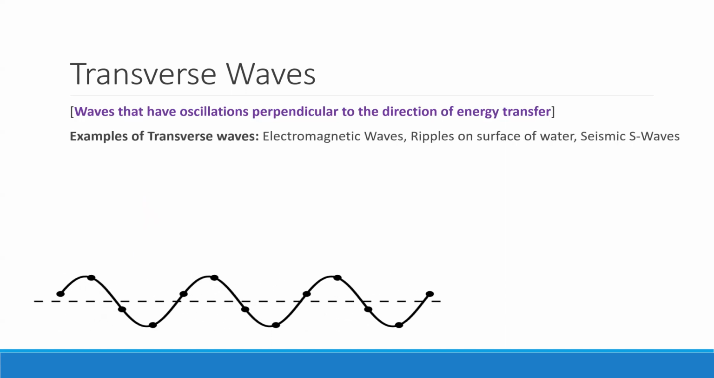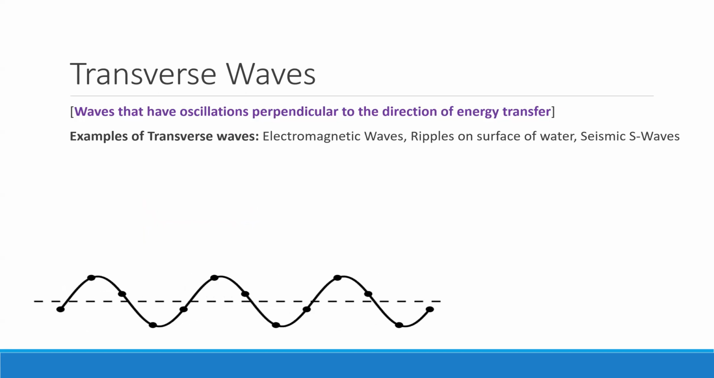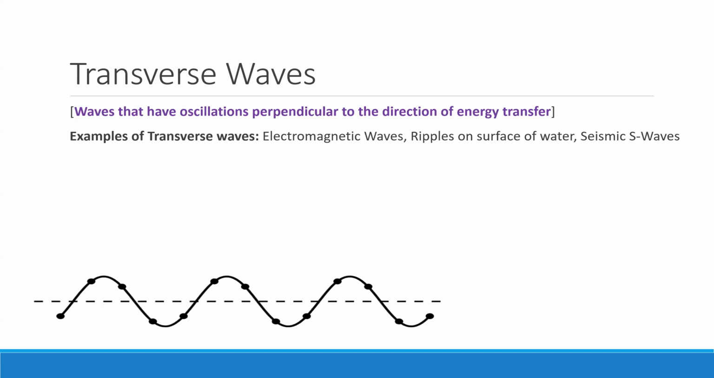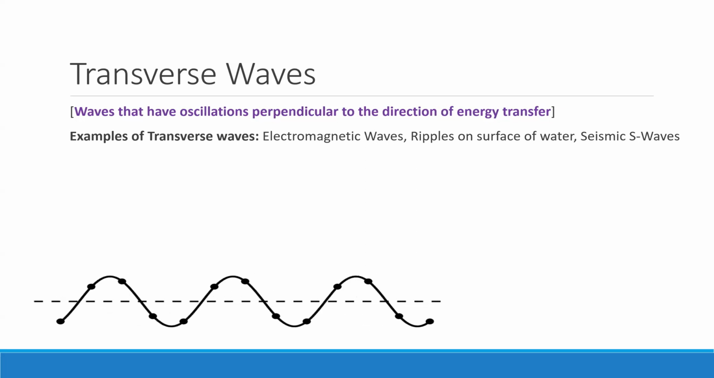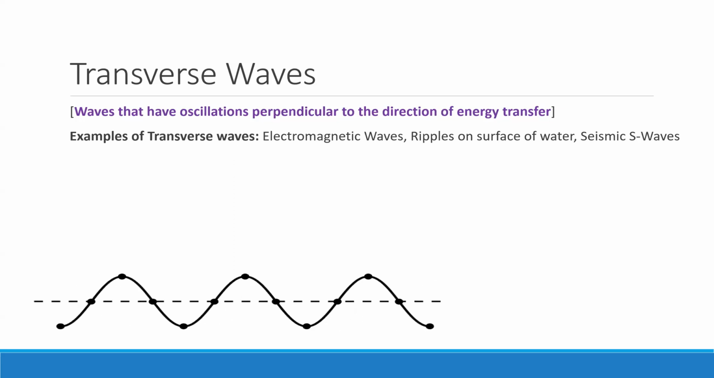Okay. Examples of transverse waves that you have to recognize and memorize. All electromagnetic waves. So if you remember from IGs, you have, what do you have? Radio waves, microwaves, infrared, visible light, ultraviolet, X-rays, gamma rays. They are all transverse waves, i.e. they all have oscillations perpendicular to the direction of energy transfer.